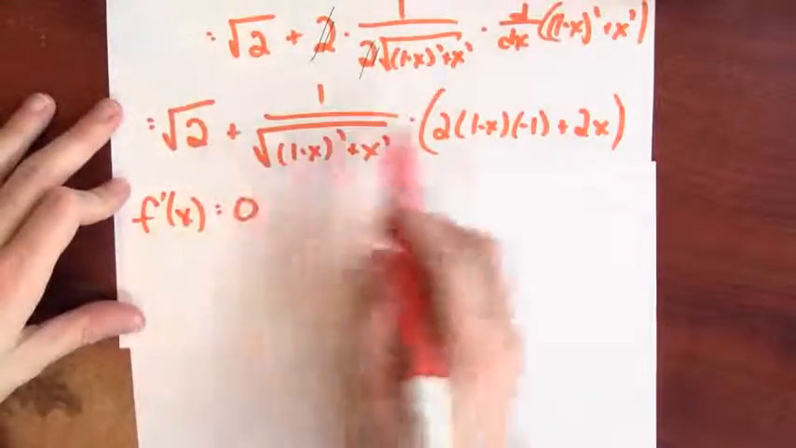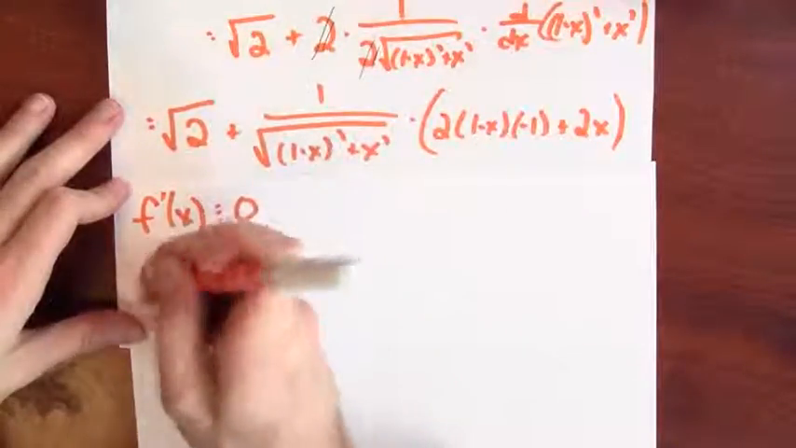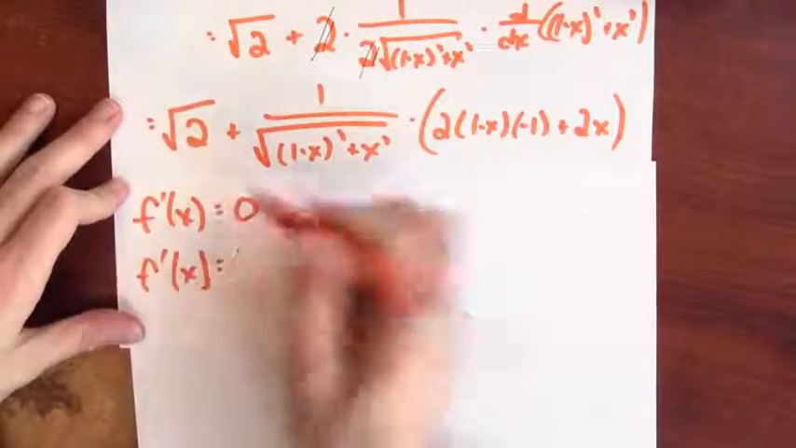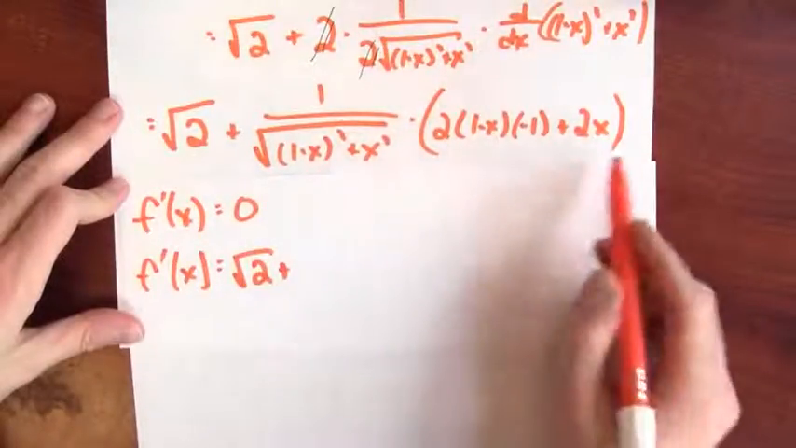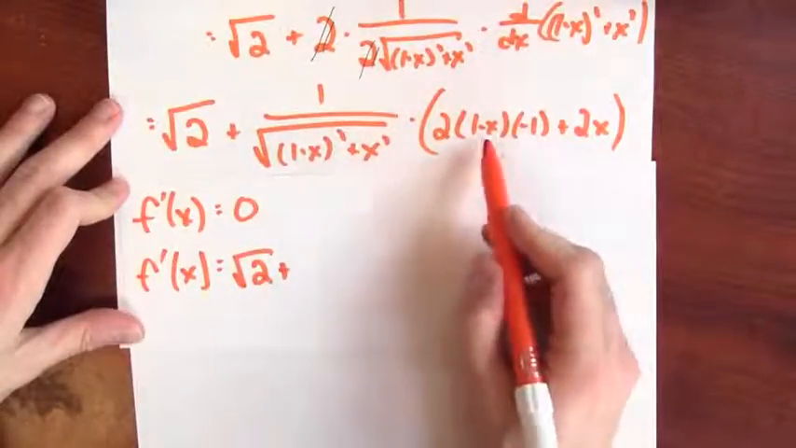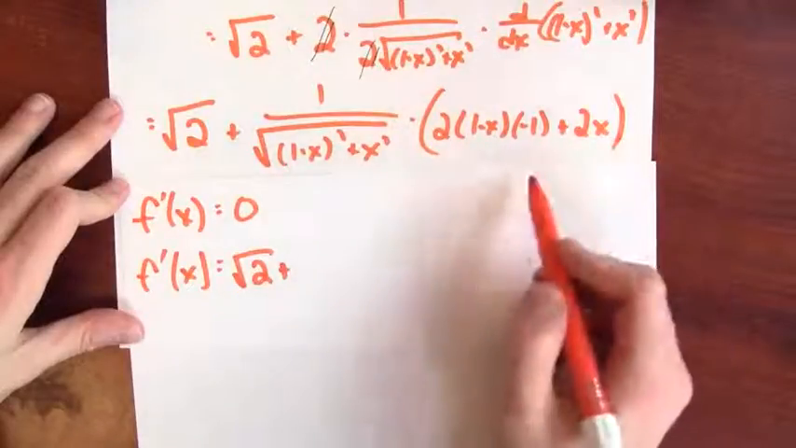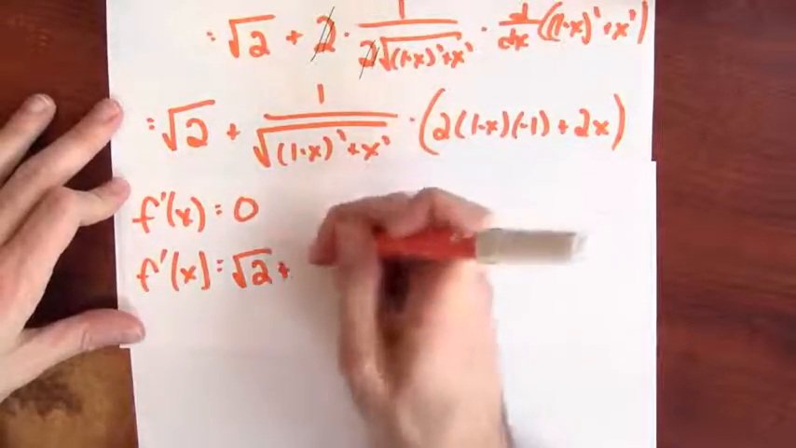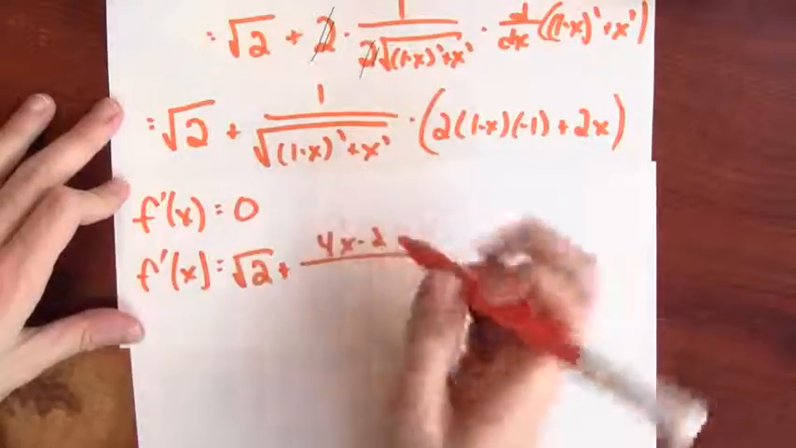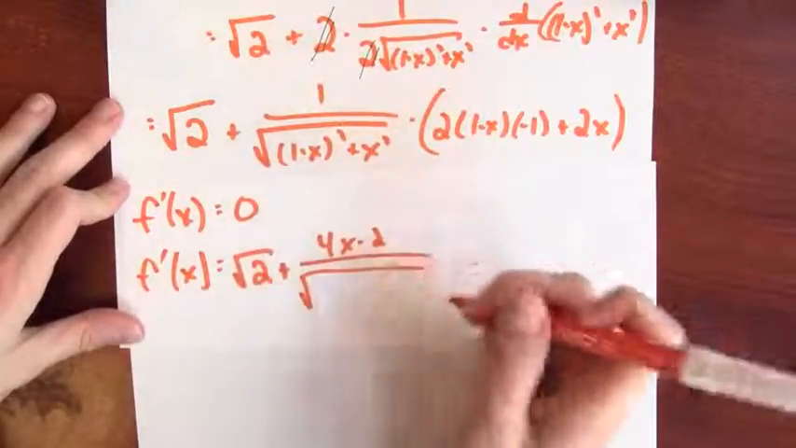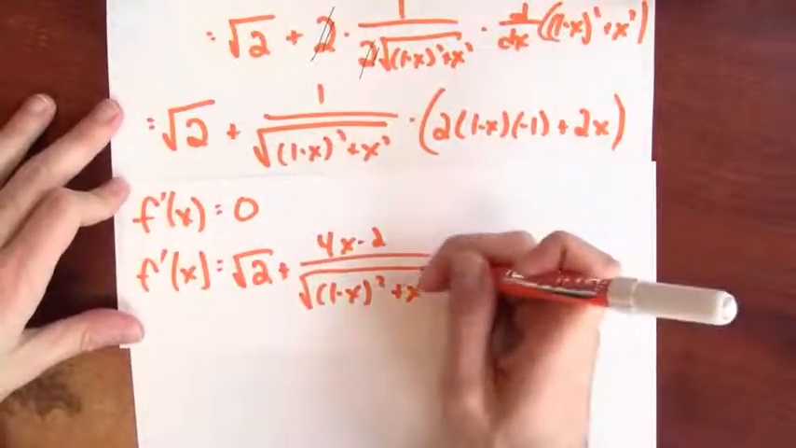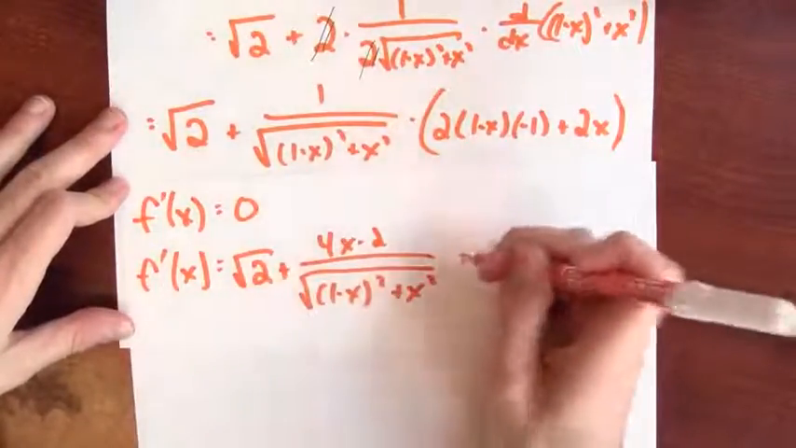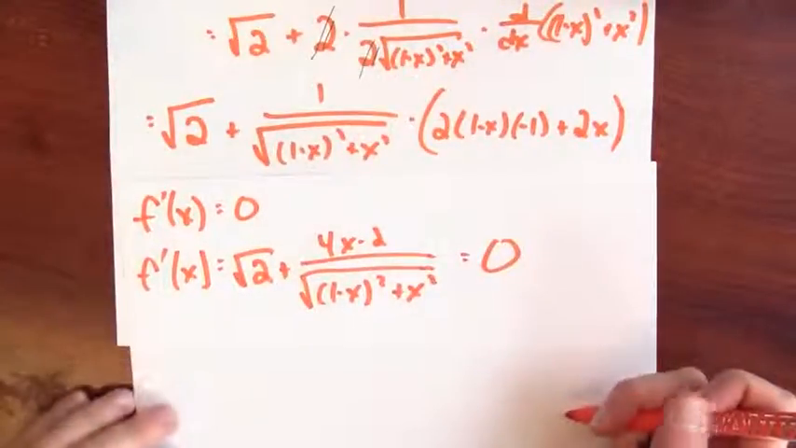Let me rewrite this derivative even a little bit more nicely. So the derivative is the square root of 2 plus, and it's this thing I want to simplify a little bit here. What do I got? I got 2x, and then I've got another 2x here, so it's 4x minus 2. So 4x minus 2 over this denominator, the square root of 1 minus x squared plus x squared. All right, pretty good. And I'm looking for values of x where that thing's equal to 0.